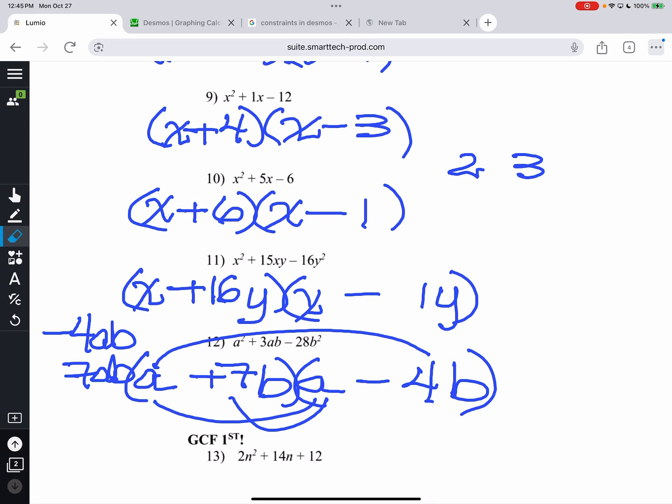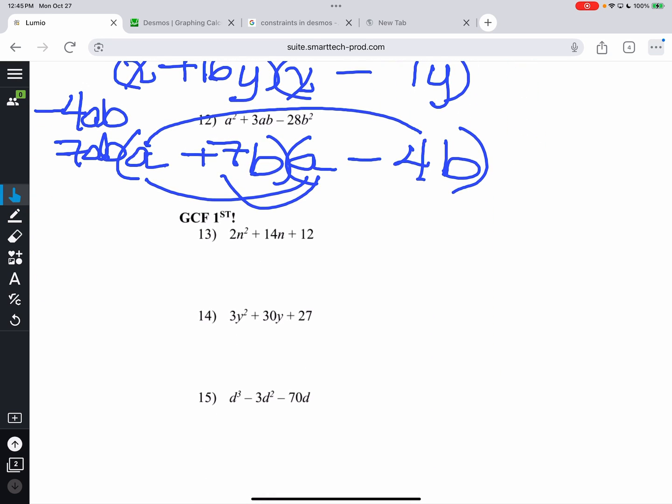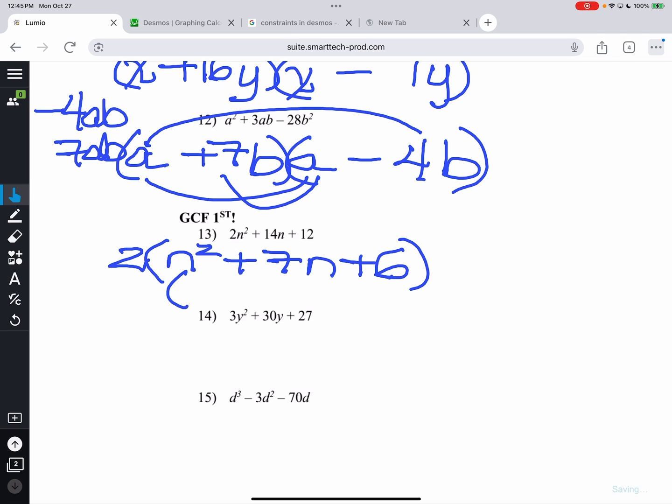All right. GCF first is what it says. So 13, what is the GCF? 2. What's left behind? Plus 7 plus 6. So then you say two factors that equal 6, that when you add you get 7. 1 and 6.